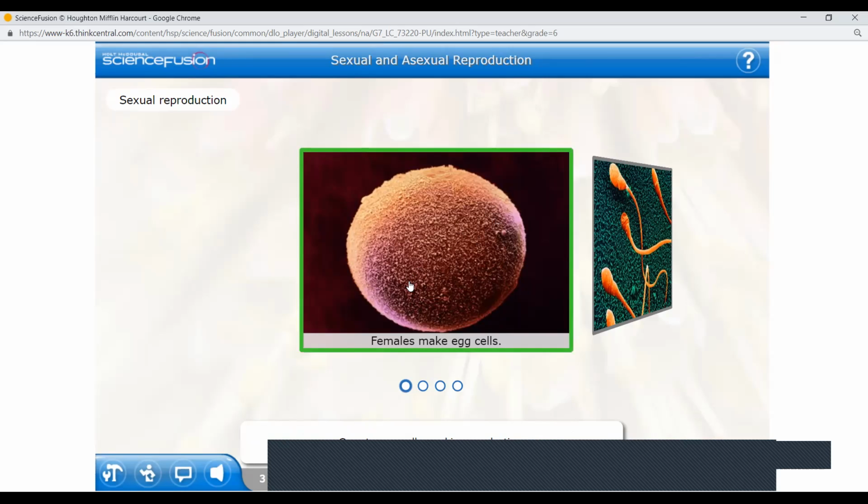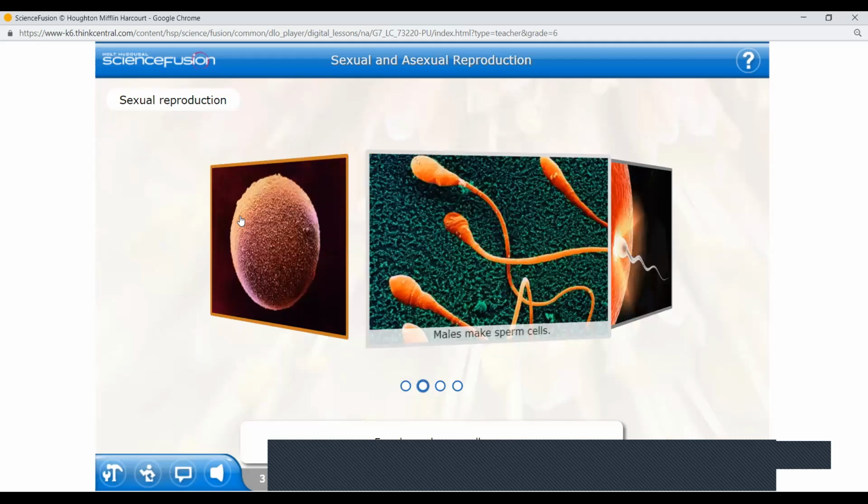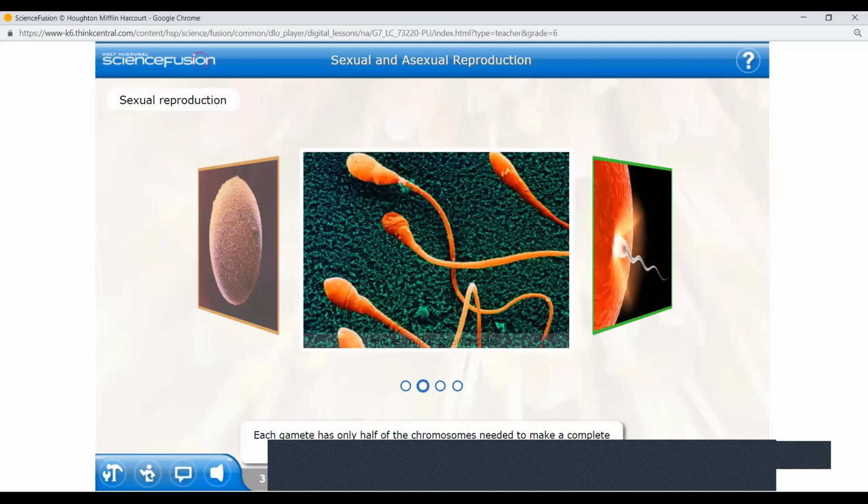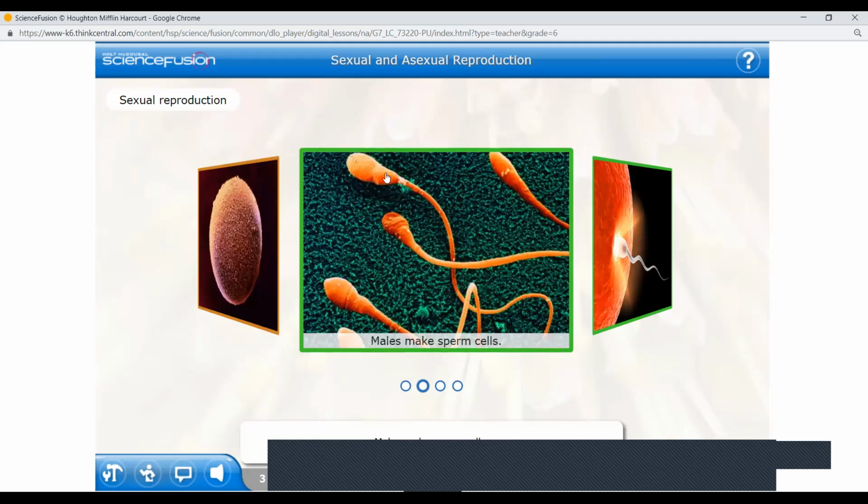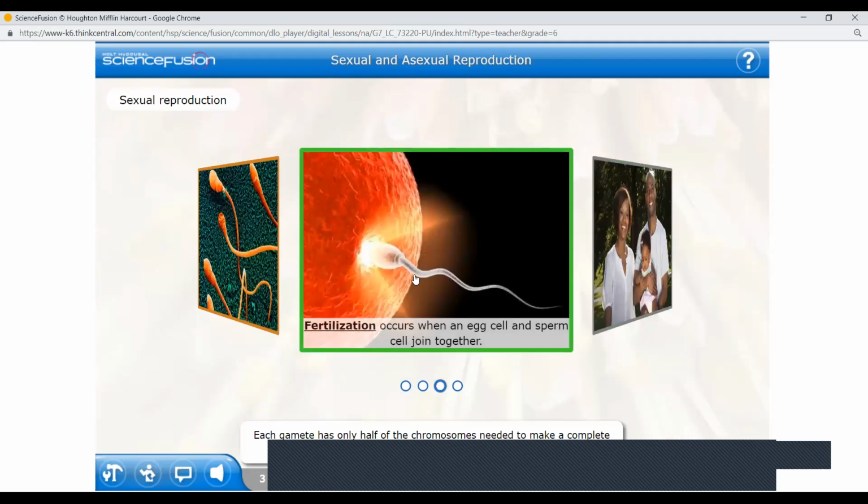Gametes are cells used in reproduction. Females make egg cells. Males make sperm cells. Each gamete has only half of the chromosomes needed to make a complete organism. During fertilization, the sperm and egg combine to form a zygote, which has the full set of chromosomes.